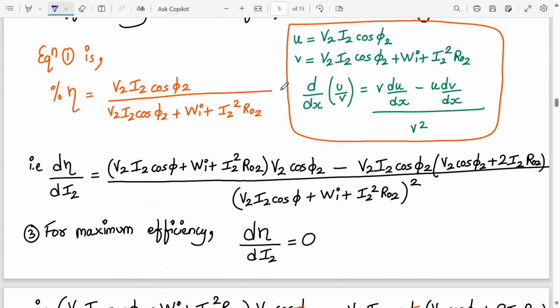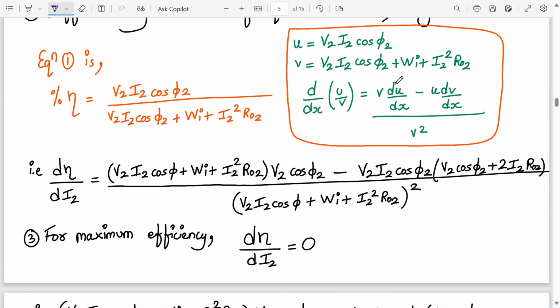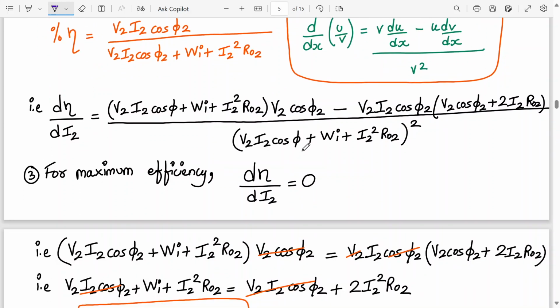Okay, so this is u, this is v. So v over here, u into dv by dx. dv by dx will be this term, because the derivative of Wi will be zero, as that is constant and not dependent on I2, and for the other term it will be twice I2 RO2. Here it is: V2 cos phi 2 plus twice I2 RO2, divided by v square. Understood this? I've written mathematically how to do it. And then for a maximum value, you equate d eta by dI2 equal to 0. So equate this entire equation to 0.